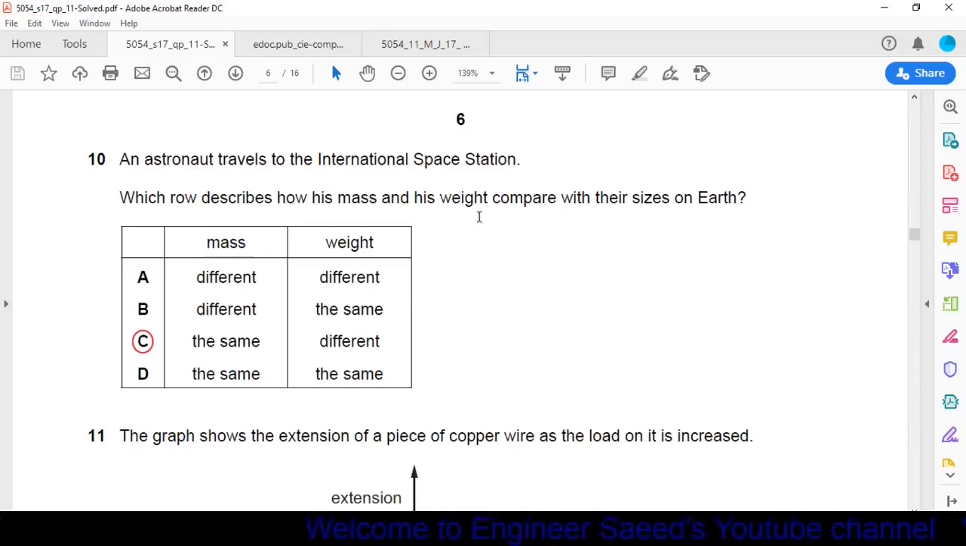When we move away from the surface of the Earth, the gravitational field strength decreases, and we can say weight will decrease, because weight is equal to m into g, where g is the gravitational field strength. So mass will remain constant and weight will be different. It is given in option C, that mass remains the same and weight will be different. So option C is the correct one.